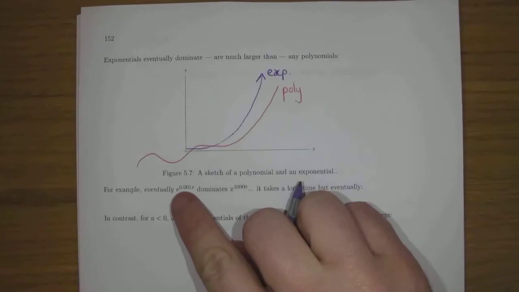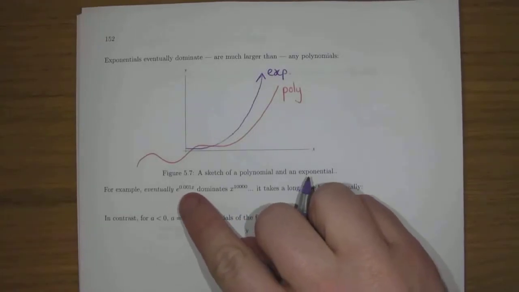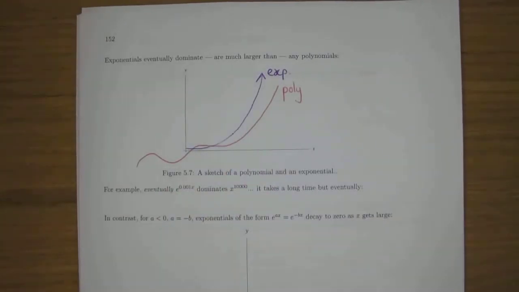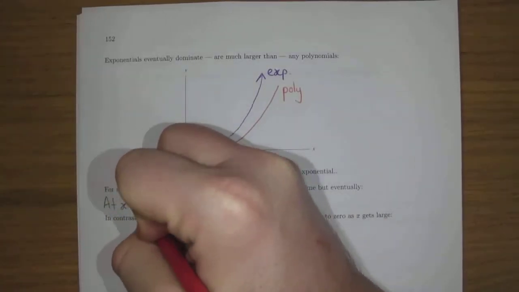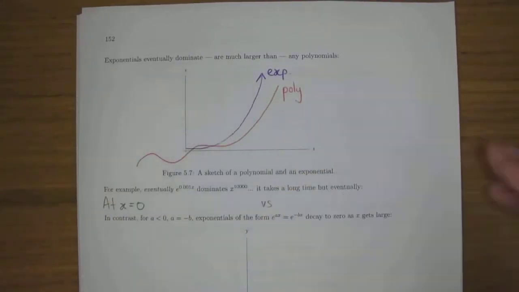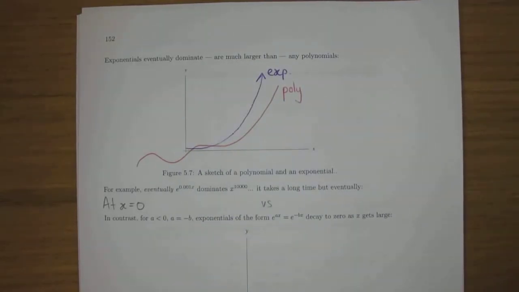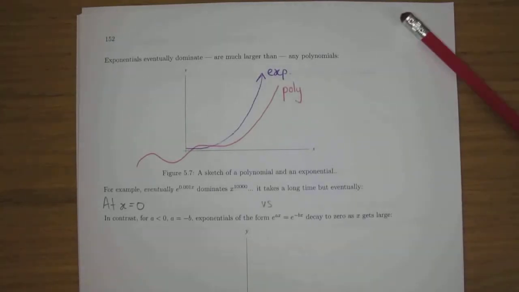So for example, look at this e to the 0.001x. Let's look at it at x equal to 0 versus, I have to be careful here what I put in. I'm not sure what I can actually put in here, because the numbers are getting too big for the calculator to even handle.